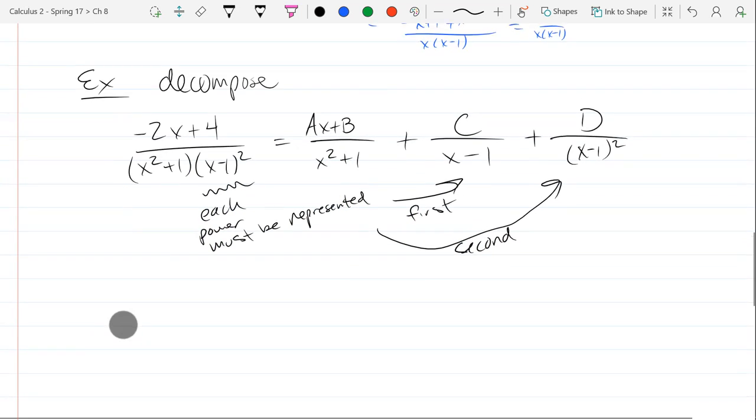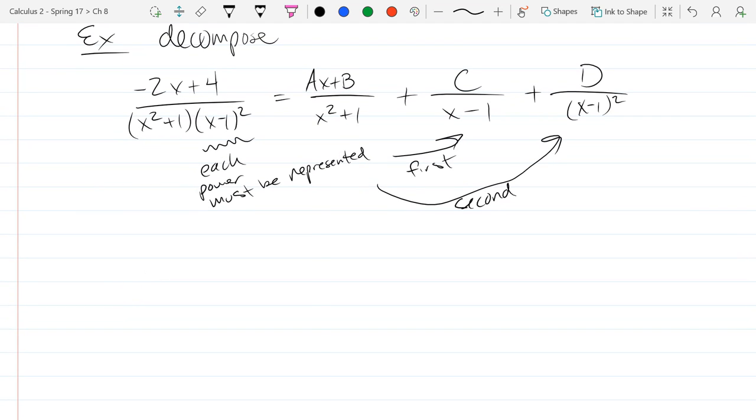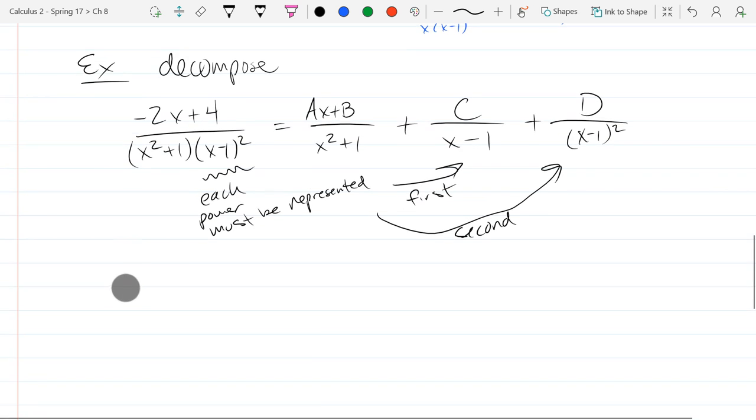So we're going to decompose this. We did the form right here, so this is how it's going to look. We just have to figure out what A, B, C, and D are. We have to figure out those four constant values.